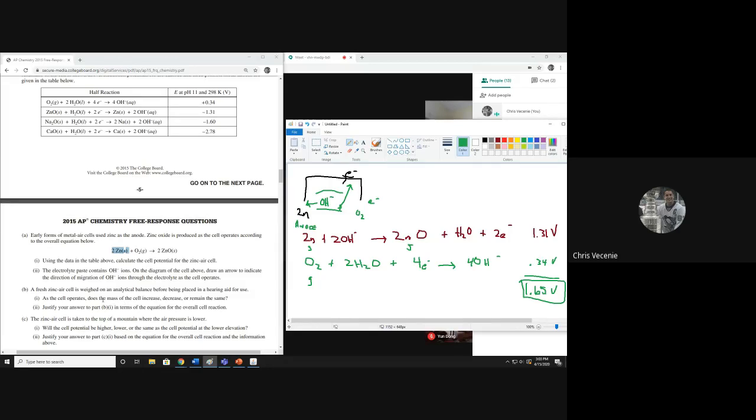So I will say what this one is. I would say the mass increases because the cell is taking in oxygen gas while the zinc turns into heavier zinc oxide.